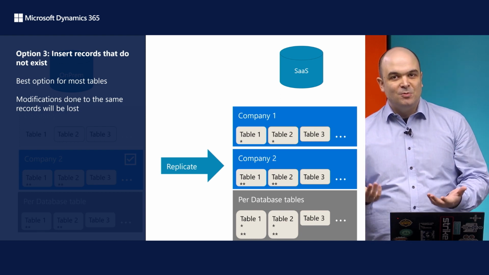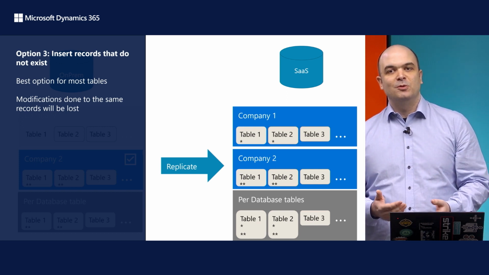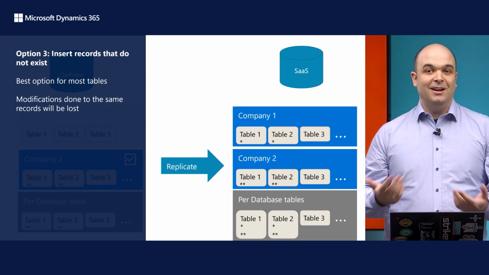So from these examples, you can see that it is rather difficult to move the per database tables into a live system, because then we would need to implement additional conflict resolution, and there is not a single strategy that fits all. So what is the solution?